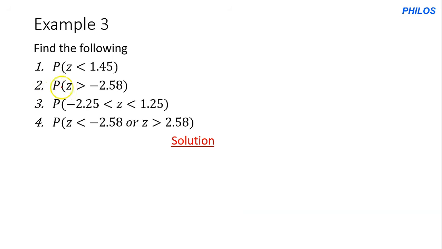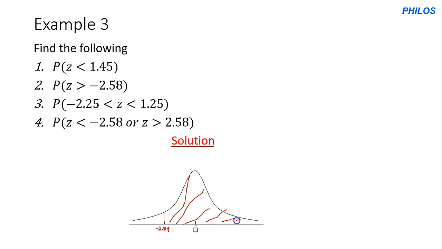Question 2 says we should find the probability that z is greater than negative 2.58. To get this, we also sketch the curve. We have 0 at the middle, and negative 2.58 will be somewhere here. But the question says greater than. Remember, I told you greater than means the right, and less than means the left. So we are finding the area to the right of negative 2.58.